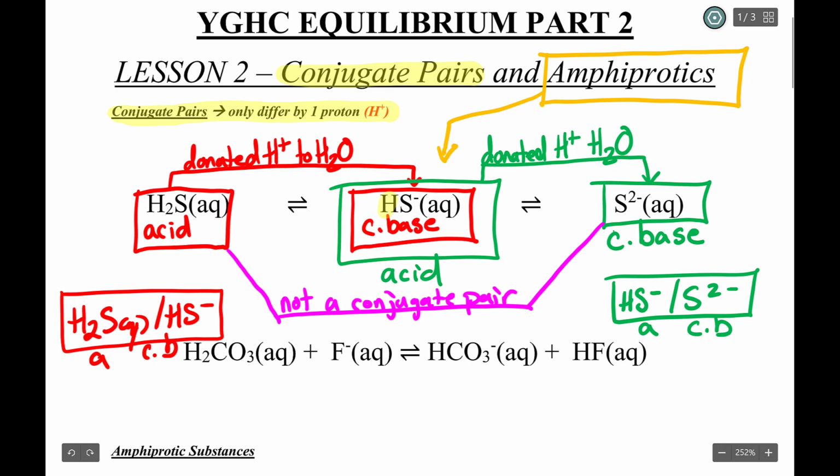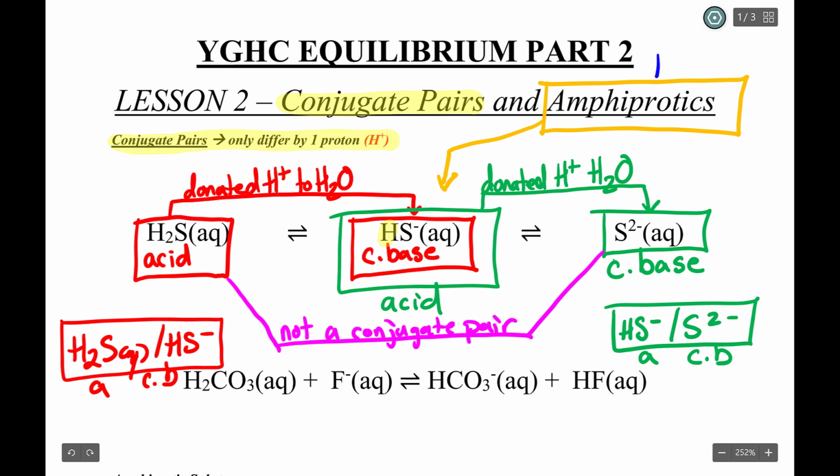The most common amphiprotic species on Earth is actually water. It can both accept and donate a proton. That's why it can act as an acid or a base.